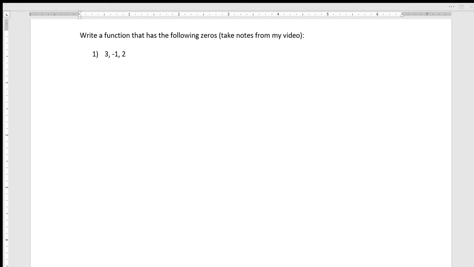Now this should look a lot more like the factors, and we're going to go ahead and use them as factors and start to write the function. Okay, so our function will be built from our factors, x minus 3, x plus 1, and x minus 2. All right, so now we have our factors all set up, and now we have to multiply them to get to our actual polynomial function.